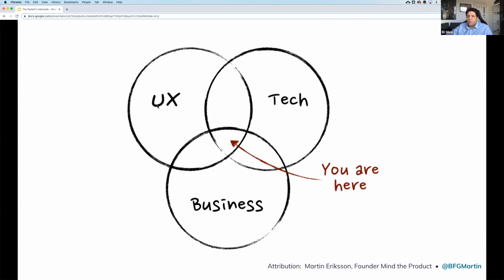If you don't know this diagram, this is the product management diagram put together by Martin Eriksson, founder of Mind the Product. This is his description of product management, but I think this is really where design systems live too, right? Design systems are a UX product, but they unite UX and tech. And what I'd like to do is advocate for thinking of a more holistic version of design systems that is UX, tech, and business all together.